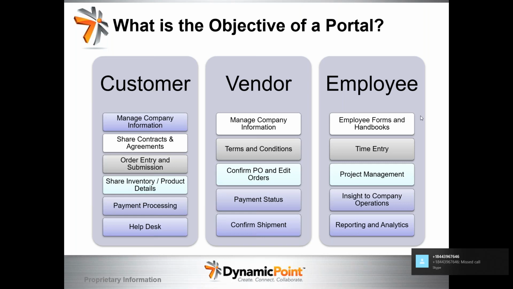From an employee perspective, we have handbooks and forms. We have time entry. We also have project management capabilities, such as the ability to look at tasks in the system, insight into company operations. If I wanted to share order status and things like that with customers or with employees, I most certainly can do so, as well as enable my employees to see reporting and analytics of the organization. So same product, just configured in different scenarios based on the audience who will be accessing the portal.